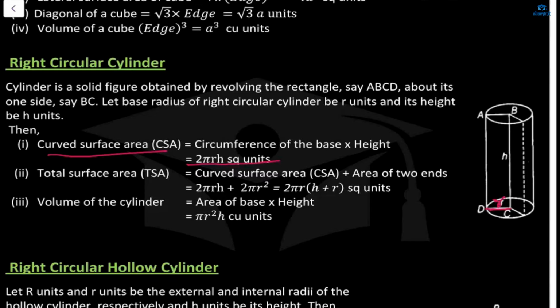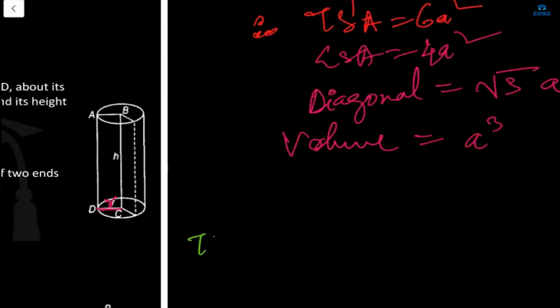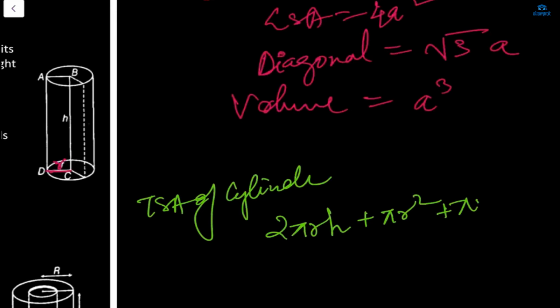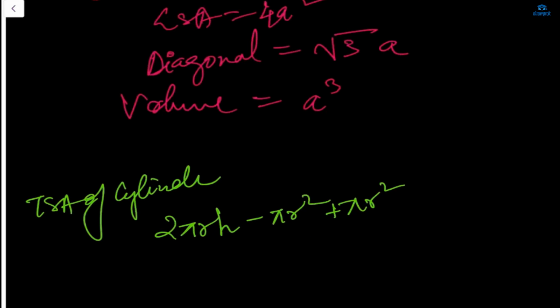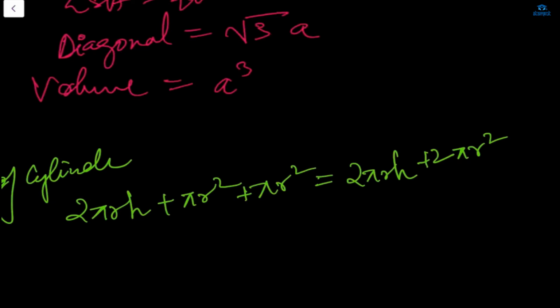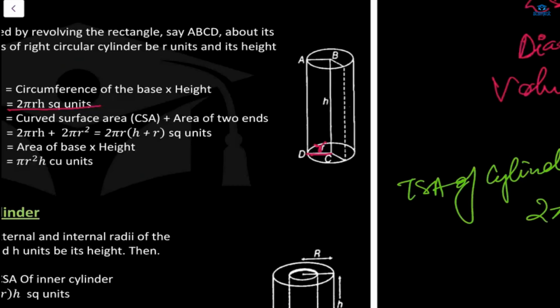Okay. You can see here. TSA of cylinder will be 2 pi r h plus pi r square plus pi r square, which will be equal to 2 pi r h plus 2 pi r square. Okay, now you can take 2 pi r as common, and h plus r will be there. Okay, understood?